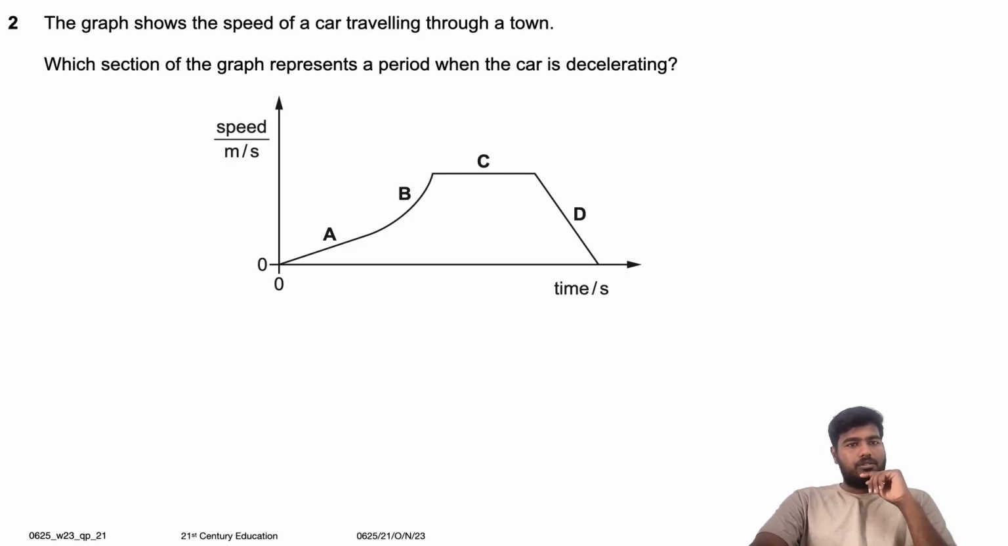The graph shows the speed of a car traveling through a town. Which section of the graph represents a period when the car is decelerating? In a speed-time graph, deceleration means negative slope. So which section has negative slope? A has positive, B has positive, changing but still positive. C is horizontal, so the slope is 0, meaning it's going at a constant speed. So D is negative slope. So D is decelerating.